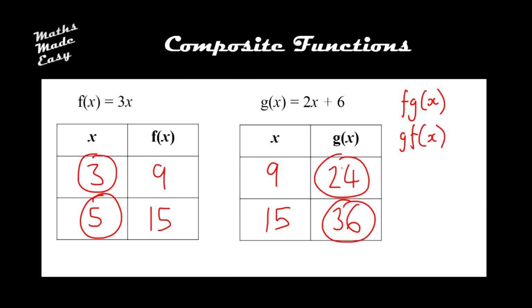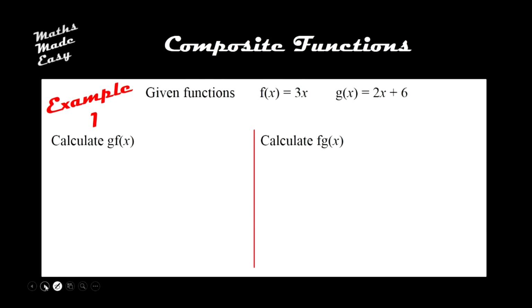And you might be able to spot it for this one, but what you do to get from here to here is you multiply this by 6, 6 3s are 18, then add 6, that will give you 24, and similarly 6 5s are 30, add 6 is 36. So the function that gets from here to here is 6x, add 6, but what we need to be able to do is work that out in a rigorous way. Let's have a look at some examples then.